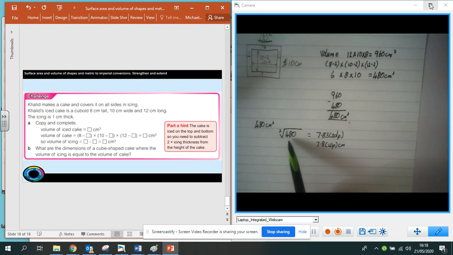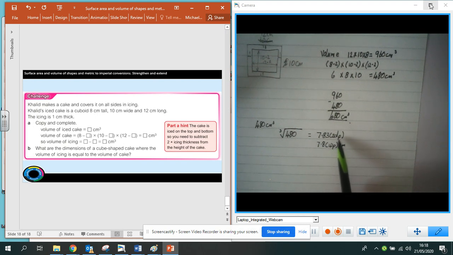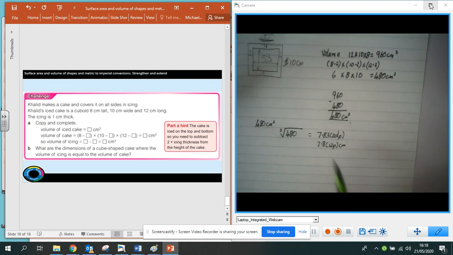So we're going to find the cube root of 480, which to 2 decimal places is 7.83 centimeters. Now you can't really measure 7.83 of a centimeter. Have a look at a millimeter and see what you'd have to cut into 3/10. So I would suggest the most realistic answer to give is 7.8 centimeters to 1 decimal place. That's the dimension. So it would be 7.8 centimeters high by 7.8 centimeters long by 7.8 centimeters wide. There we go.